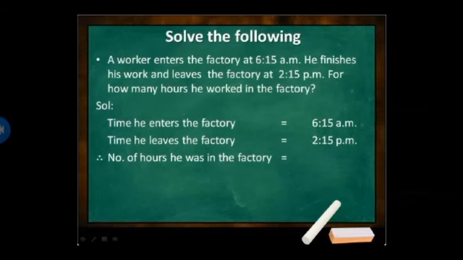Now a worker enters the factory at 6:15 a.m. He finishes his work and leaves the factory at 2:15 p.m. So for how many hours has he worked in the factory? So you have to find out how many hours he has worked. So what time does he enter the factory? Yes, in the morning at 6:15 he enters, and in the afternoon at 2:15 he leaves the factory.